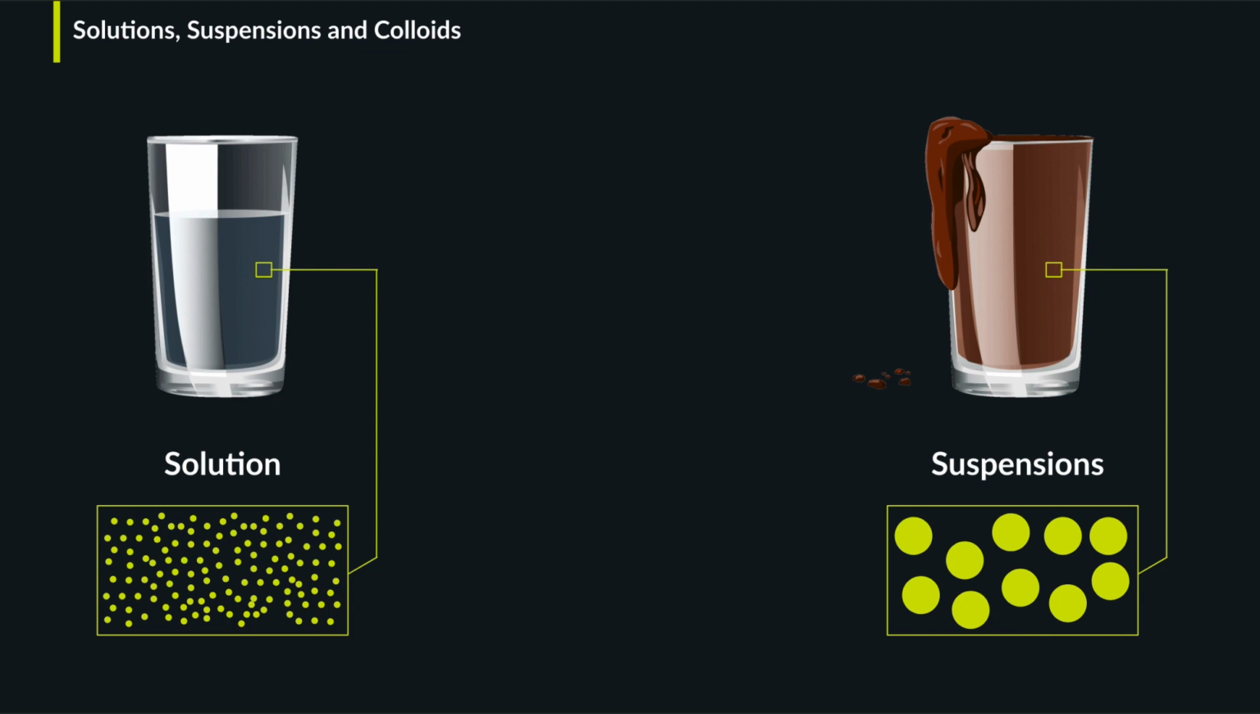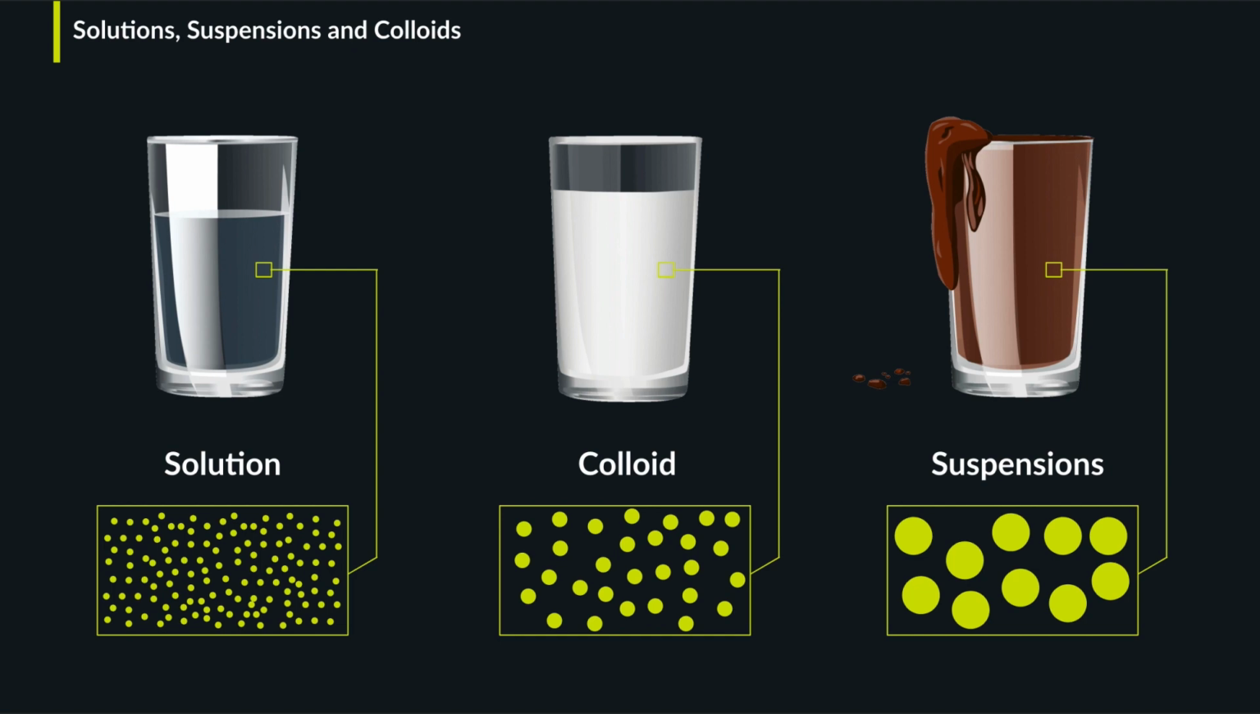And finally, another class of mixtures called colloids, or colloidal dispersions, exhibit properties intermediate between those of suspensions and solutions. The particles in a colloid are larger than most simple molecules. However, colloidal particles are small enough that they do not settle out upon standing. Colloids are often opaque, or not see-through. Milk is a good example of a colloid.